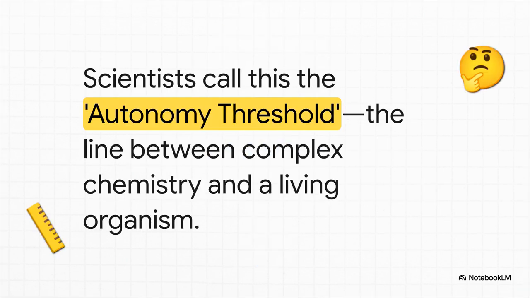You know, scientists actually have a name for that line. They call it the autonomy threshold. It's that invisible barrier that a system has to cross to go from being just a passive collection of stuff to being an active, autonomous individual that can act for itself. So the real question is, how do you cross it?